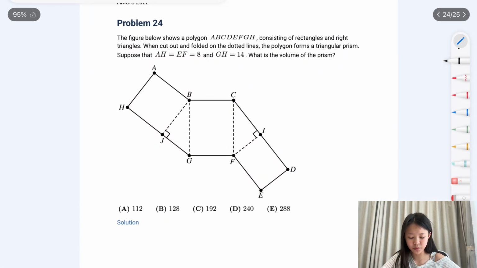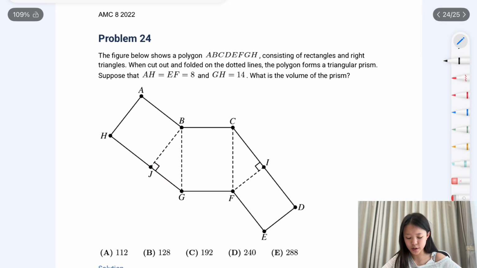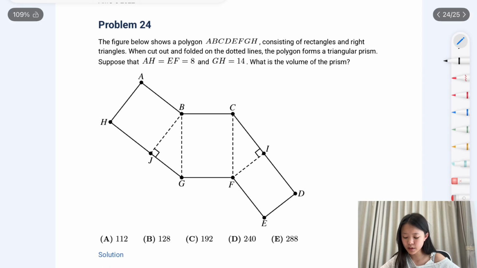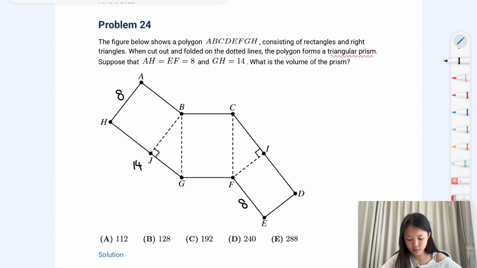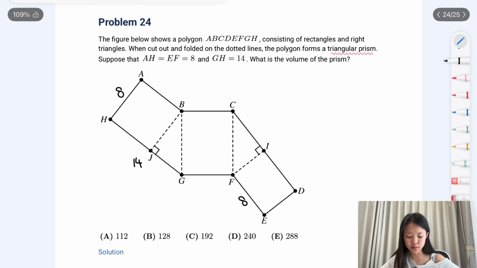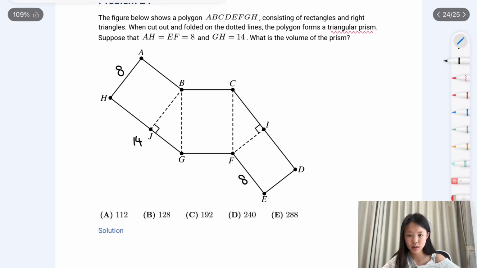Okay, problem 24. The figure below shows a polygon A, B, C, D, E, F, G, H consisting of rectangles and right triangles. When cut out and folded along the dotted line, the polygon forms a triangular prism. Suppose AH equals EF equals 8 and GH equals 14. What is the volume of the prism? So for this problem, what you have to do is find the side lengths and then use that to find the volume.